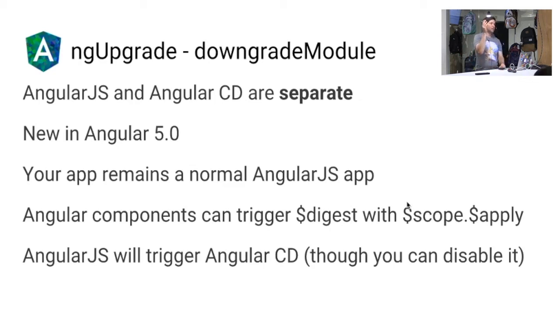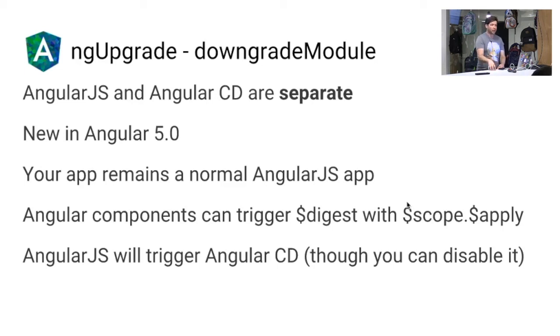And then in Downgrade Module, the AngularJS digest cycle will actually still trigger change detection, but you can turn that off if it's causing a problem for you. So if you want to, you can make them totally separate. And this was actually a great fix for us. It fixed all of our performance issues.